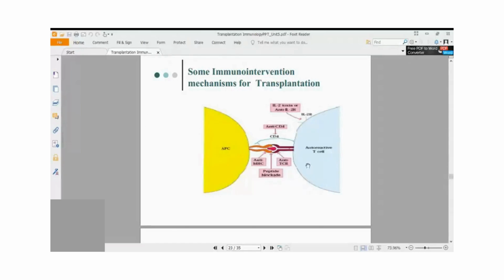The other type of monoclonal antibodies I had explained can be directed against the antigen presenting cells. One of them is blocking the antigen groove of the class 2 MHC of the antigen presenting cell, so that the antigen presenting cell will be unable to present the antigen to the TCR. That is one.